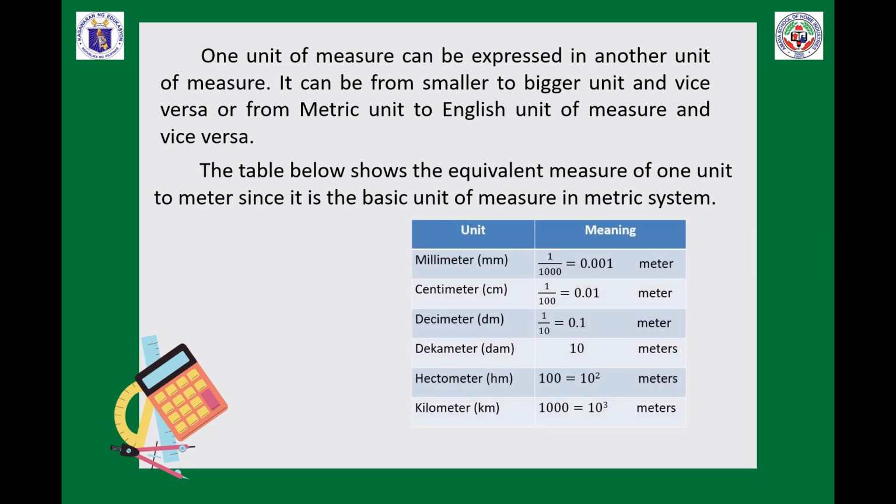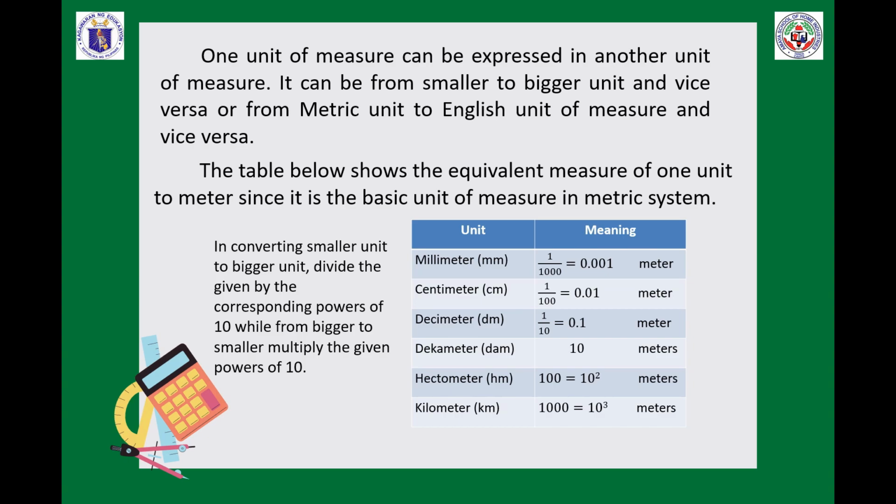So we have here in the first column millimeter, centimeter, decimeter, decameter, hectometer, and kilometer, and their equivalents. So 1 millimeter is equivalent to 1 over 1000, or 0.001 meter. Centimeter is equivalent to 1 over 100, or 0.01 meter. Decimeter is equivalent to 0.1 meter. 1 decameter is equivalent to 10 meters. 1 hectometer is equivalent to 10 squared or 100 meters. And then lastly, we have the biggest unit of measure for length: 1 kilometer is equivalent to 1000 or 10 raised to 3 meters.